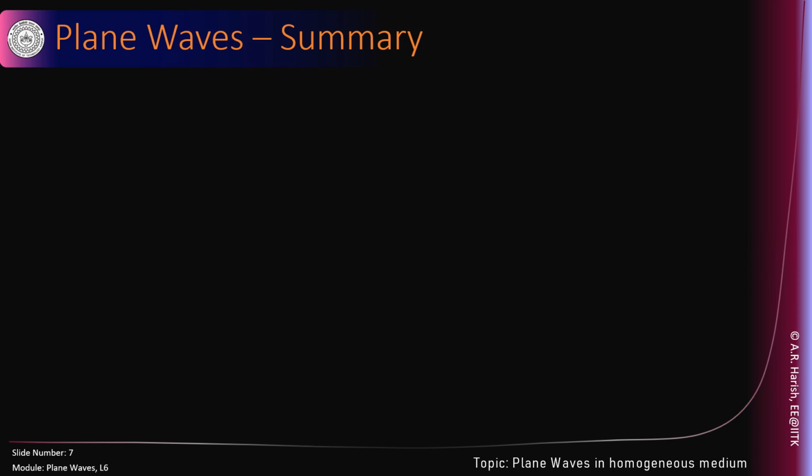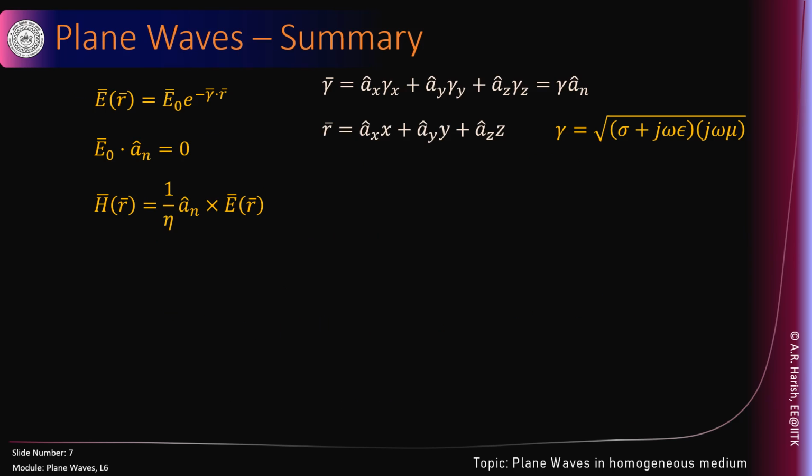So, this is a summary of a plane wave system. E is E naught e to the power of minus gamma dot r. Gamma bar n cap represents a unit vector in the direction of gamma bar. That is a unit vector in the direction in which the plane wave itself is propagating. And E naught dot n cap is equal to 0.